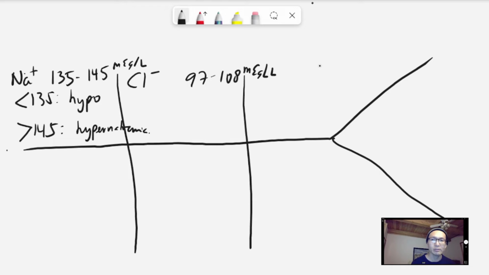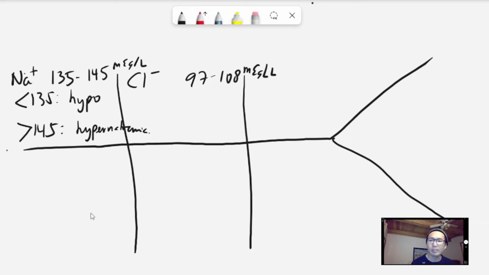The chloride also is an electrolyte, and it helps to regulate the amount of fluid in the body and maintain the acid-base balance. If there's an acid-base imbalance, however, the blood chloride levels can change independently of sodium levels. So just keep that in mind.